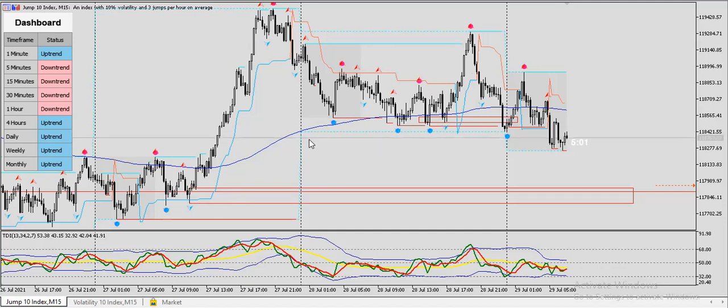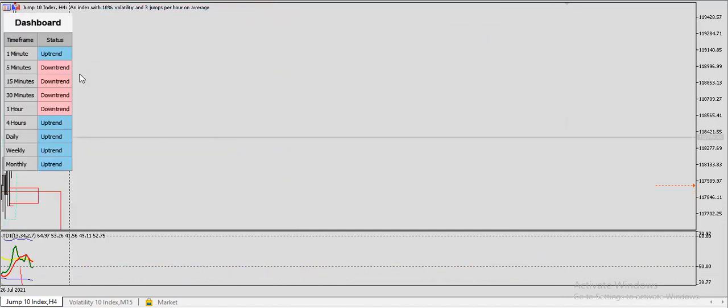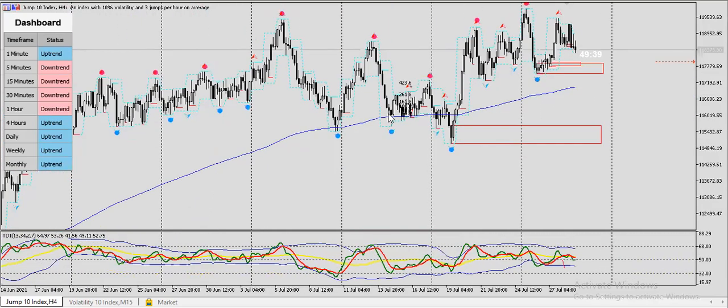Okay, so we've gotten that out of the way. Let's dive into the analysis. If you look at the charts before you, we have Jump 10 Index, that's J10. The first thing ideally that we do is go to the 4-hour time frame. You can see the dashboard before us. It just helps us to confirm the direction of the trend. We can do that manually, but anything that will make the work easier is welcome.